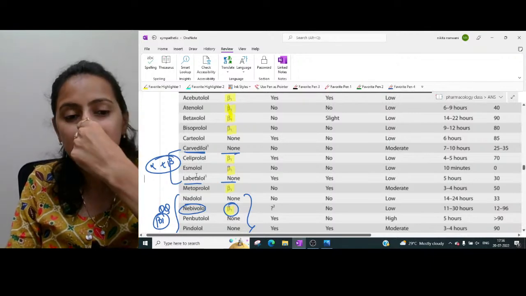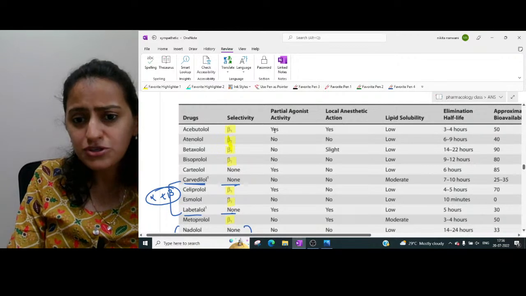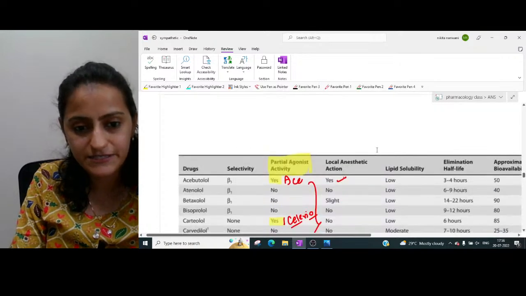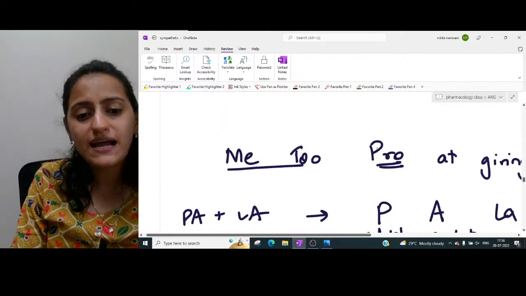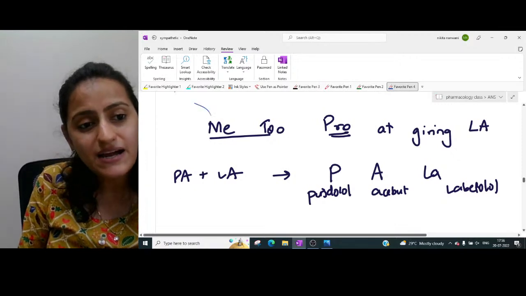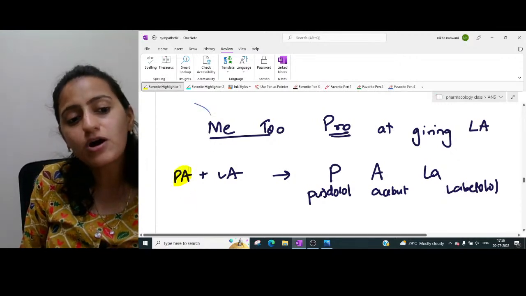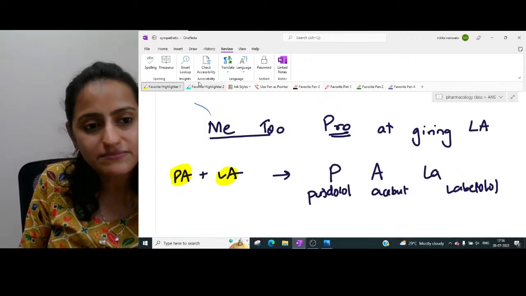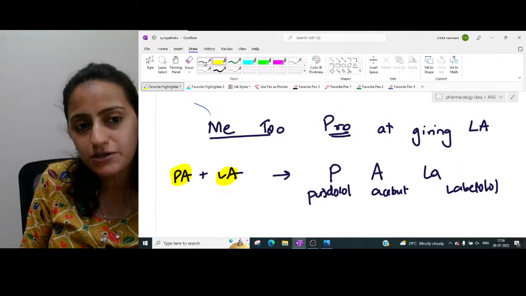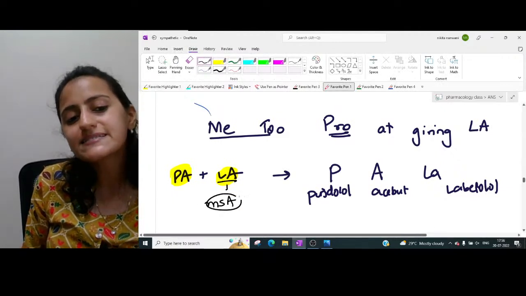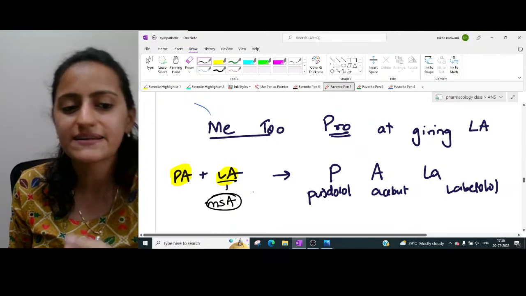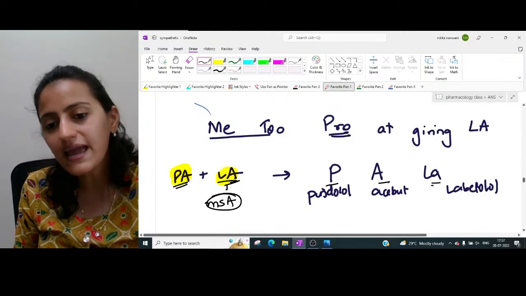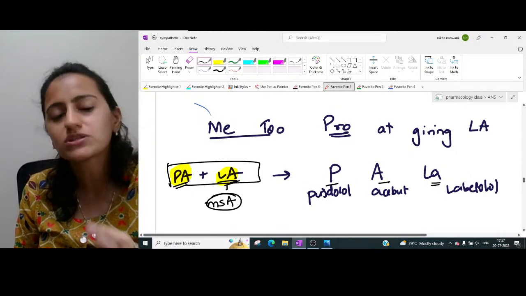Very, very important. Now, talking about which drugs have partial agonist activity and which have local anesthetic activity. Remember the drugs which have both properties. Which beta blockers have partial agonist activity? Which have local anesthetic activity? The local anesthetic property is basically due to the membrane stabilizing action. So partial agonist and local anesthetic, that is PALA. Remember, these are the drugs which have both properties.